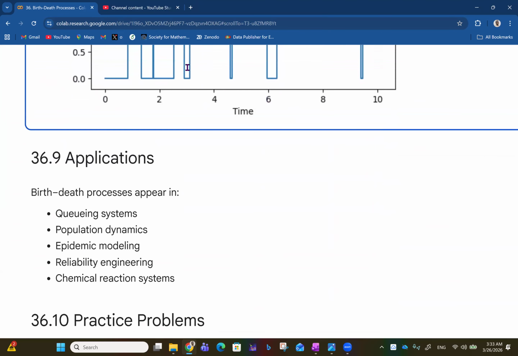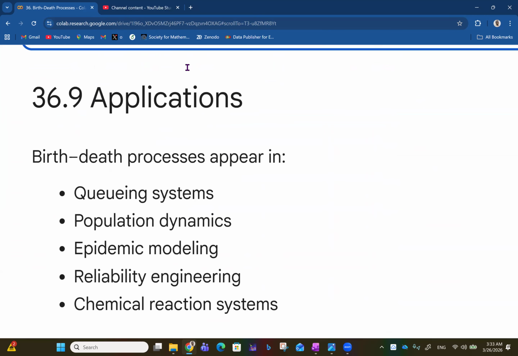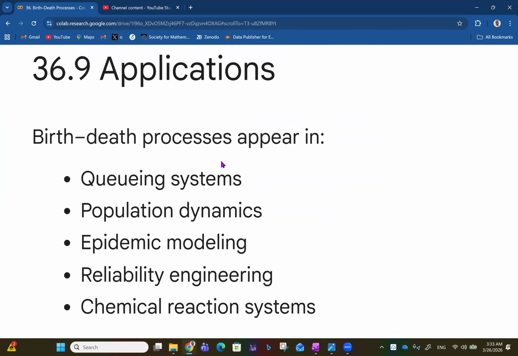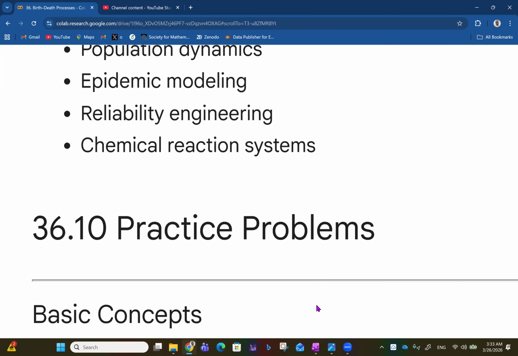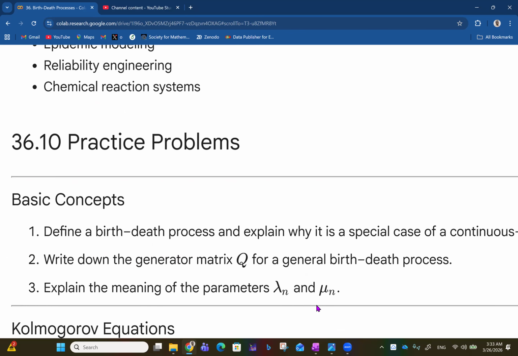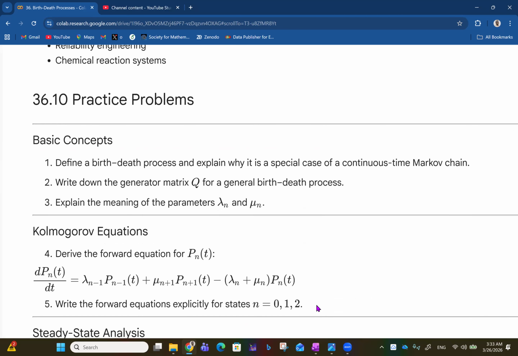So what are the applications of birth-death processes? Like we've already seen, birth-death processes appear in queuing systems, population dynamics, epidemic modeling, reliability engineering, and chemical reaction systems. And then that takes us to the practice problems on birth-death processes.